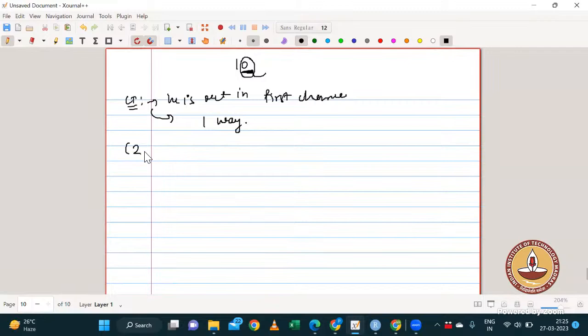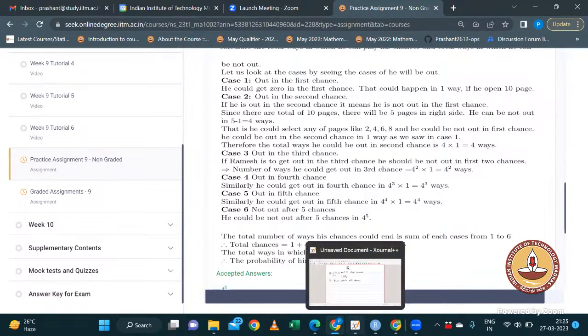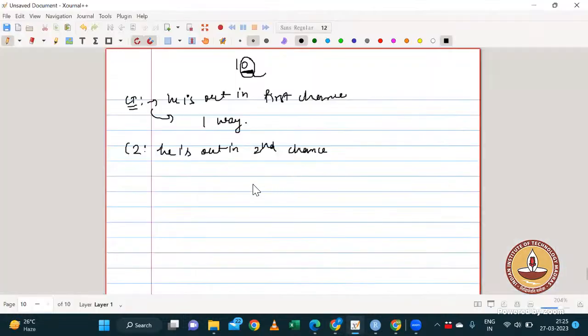He opens 10. Now case 2: he is out in the second chance. That means he is not out in the first chance and he is out in the second chance. So for being not out in the first chance, how many ways does he have? 4 ways: 2, 4, 6, and 8. Just a second.